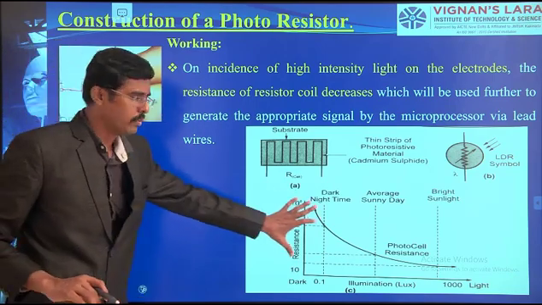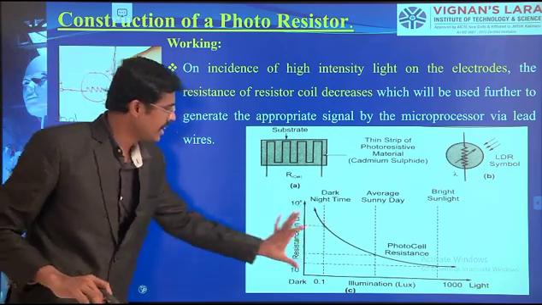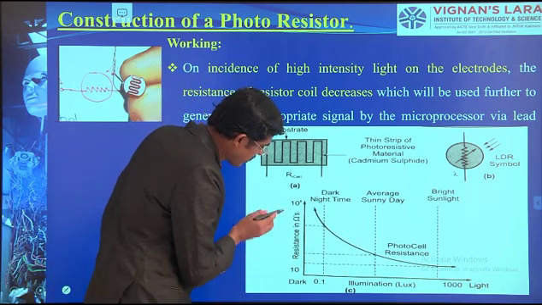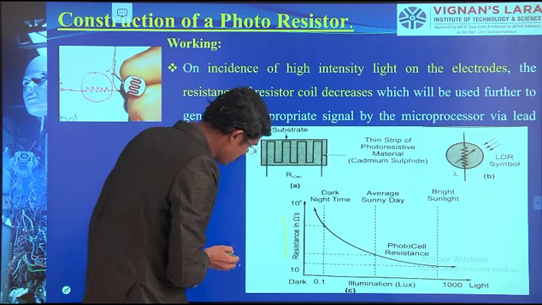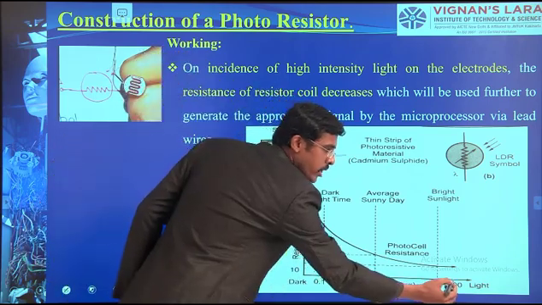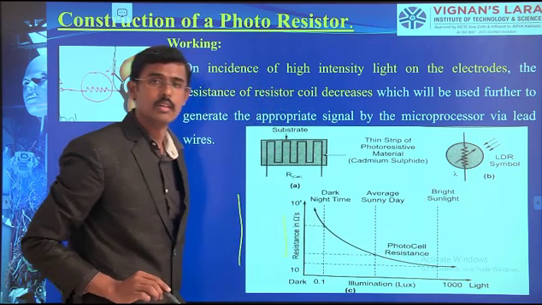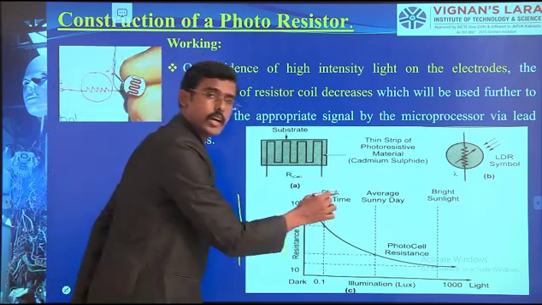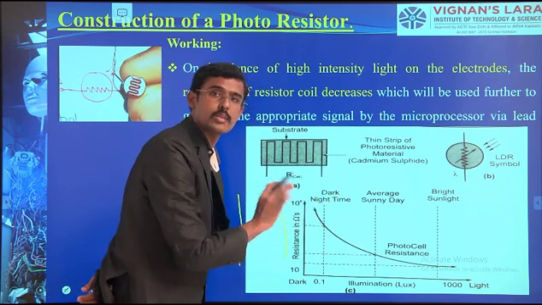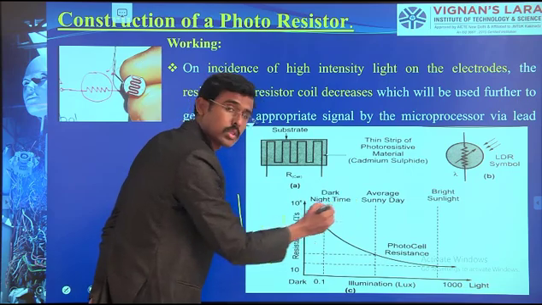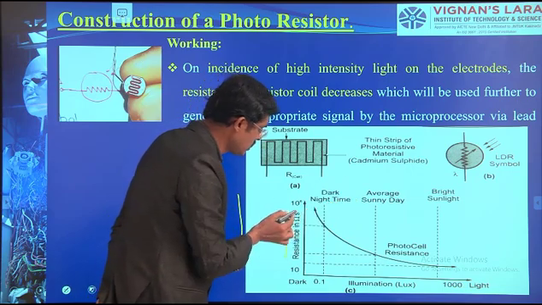I want to represent the same in graphical format. Here we have the resistance measured in ohms, against the illumination of light falling. Here we have the dark time. In the dark, at night time when the street light is active, there are no sun rays or brightness. So the resistance is high.